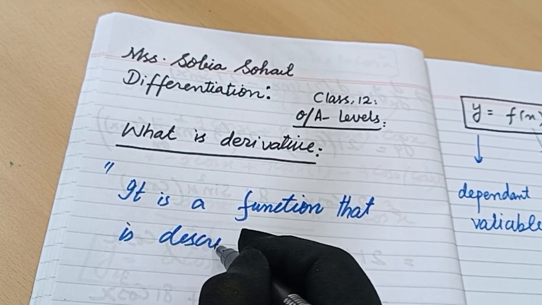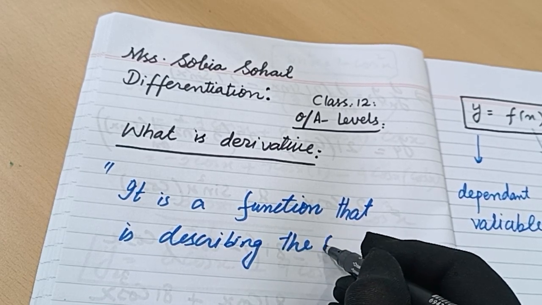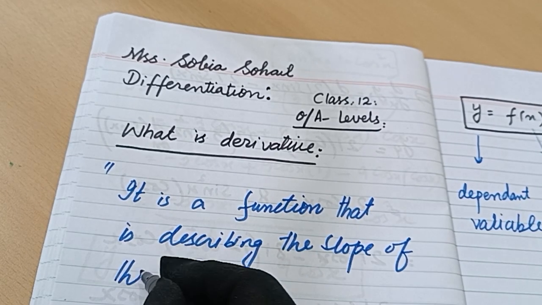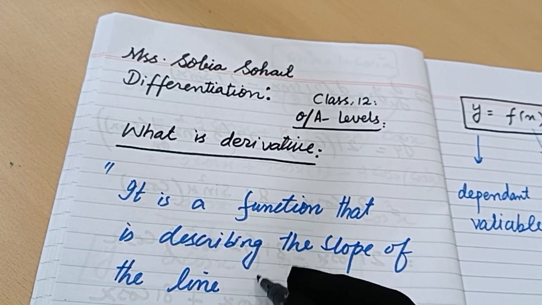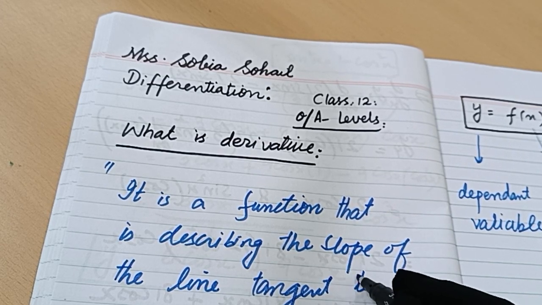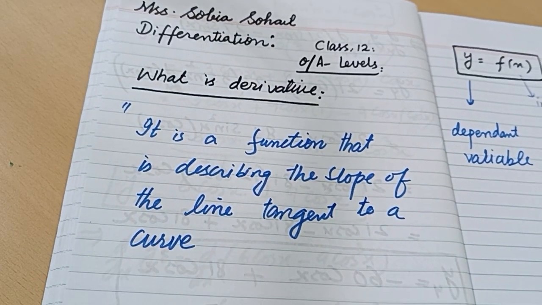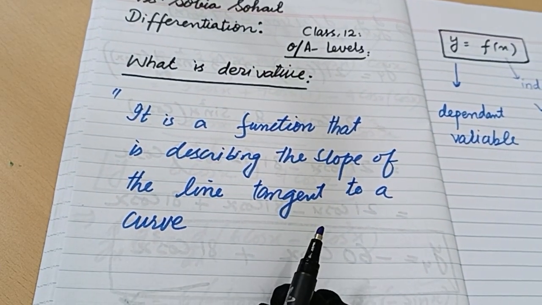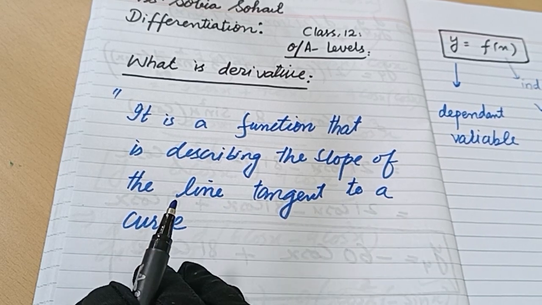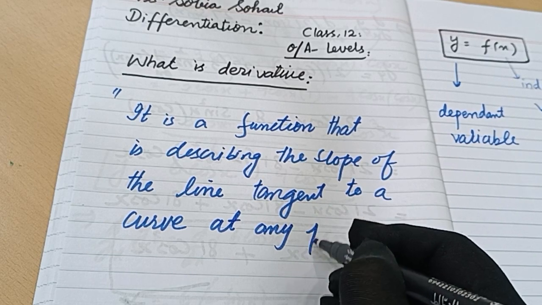describing the slope of a line tangent to a curve. It's a function that is describing the slope of a line tangent to a curve at any point.